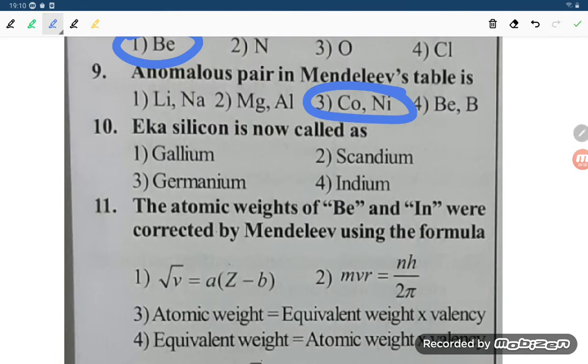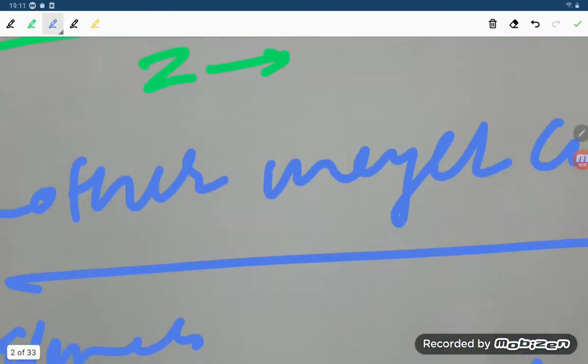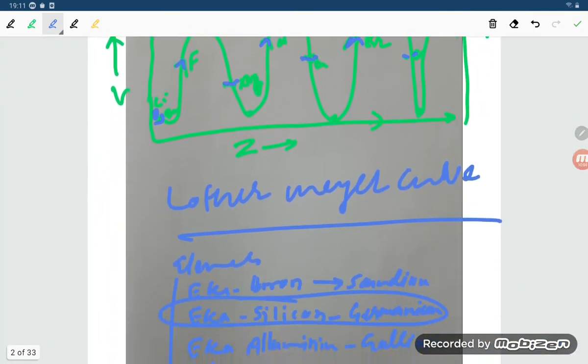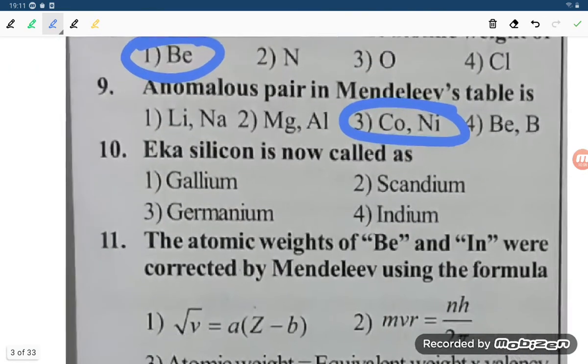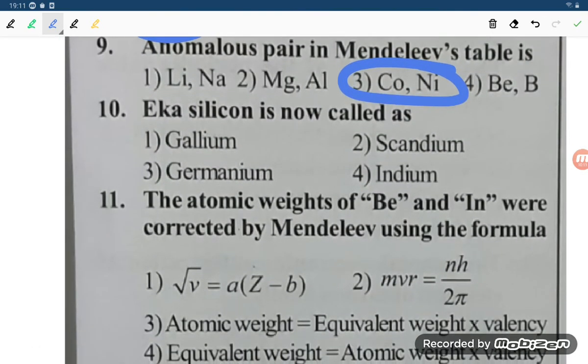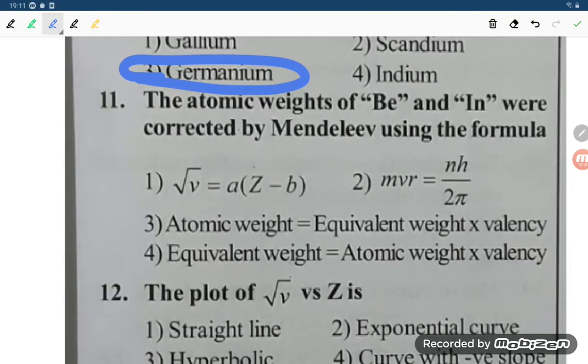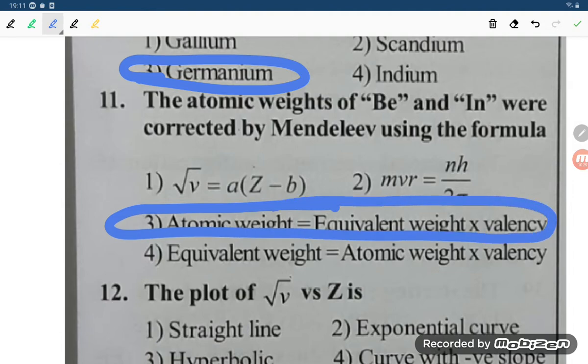Eka silicon is now called what? I already wrote it, student, for question number 10. Eka silicon is known as germanium nowadays. So the answer for the 10th question is option number 3. Next, the atomic weight of beryllium and indium were corrected by Mendeleev using the formula I just wrote: atomic weight equals equivalent weight into valency. So for question number 11, option 3 is correct.